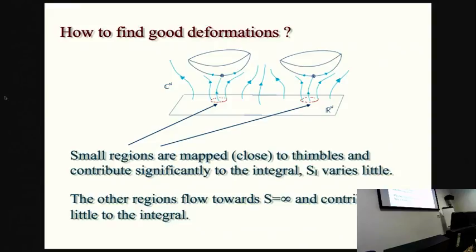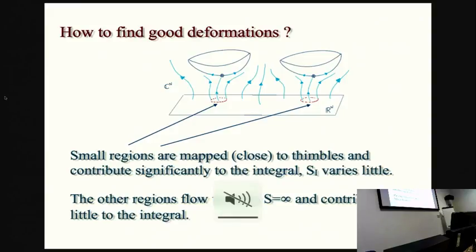Before, the action was more or less uniform. I had to sample all those points. They had different imaginary parts. I had a bad sign problem. Now, if I flow enough, only a tiny little region is going to be mapped. It's going to have a small enough action that needs to be sampled. Consequently, only the imaginary part along this tiny little region matters. So if I have only one of those, this sign problem is solved.